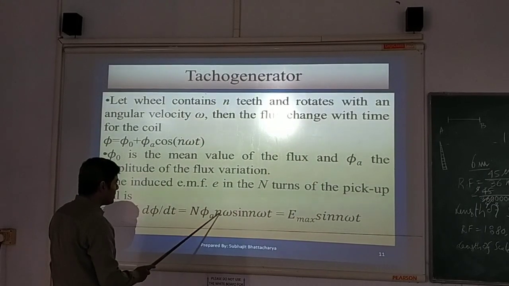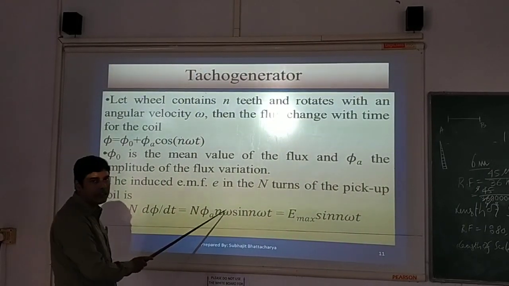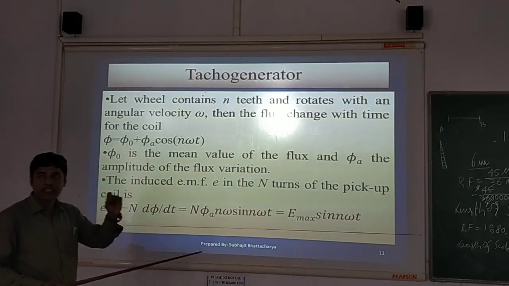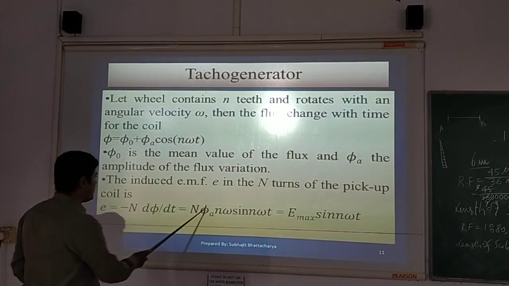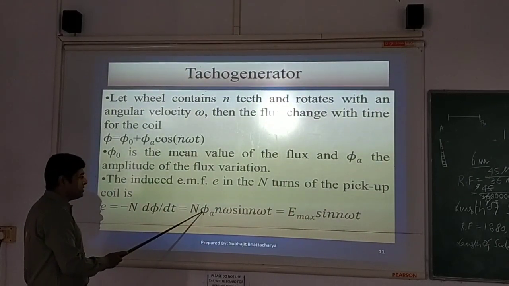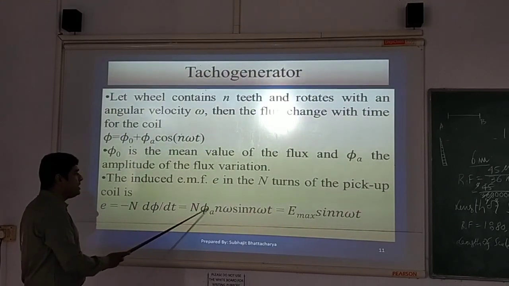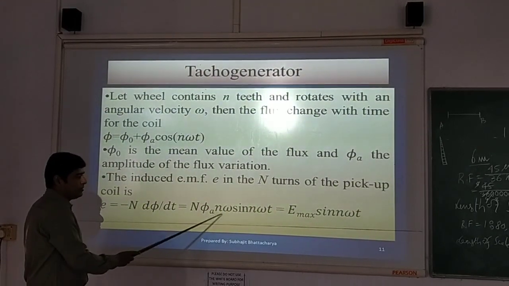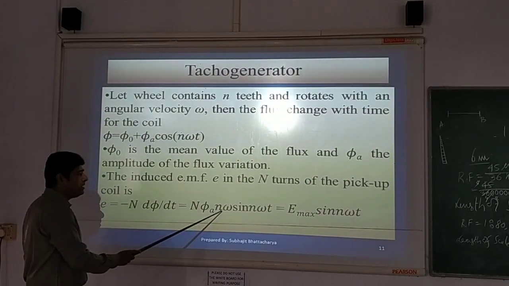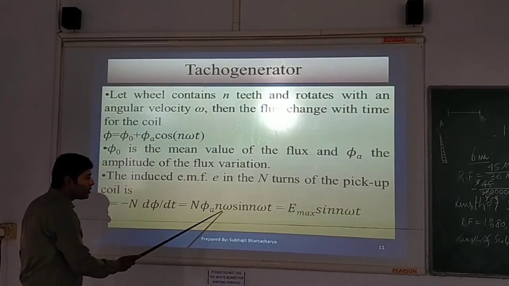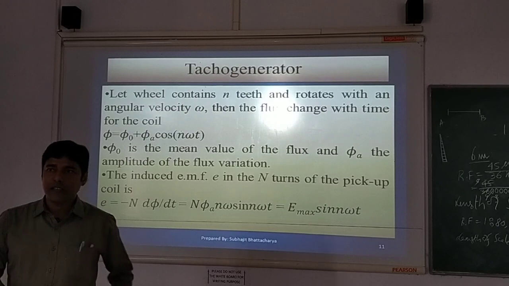Omega is the changing. Small n is the number of teeth in the tooth wheel, and capital N is the number of turns, and phi is the amplitude. So these are constant, isn't it? N phi n, this is constant. So Emax is proportional to this omega, that is angular velocity.